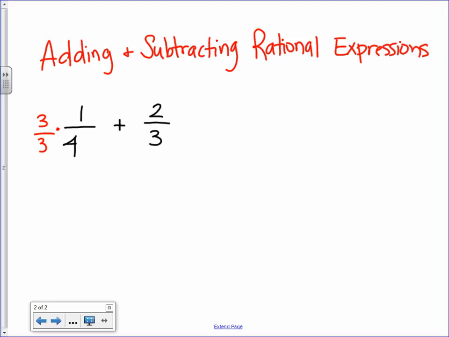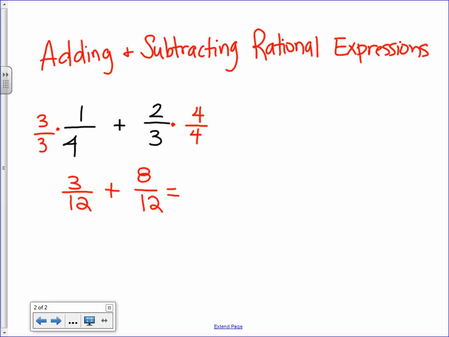And remember that identity property says that anything times 1 is itself. So even though it doesn't look like 1, I'm multiplying by 1. So I'm going to come up with the same answer. Okay? The same number. So that's actually going to be 3 over 12. And over here, I have to multiply times 4 over 4. So that's going to be 8 over 12.